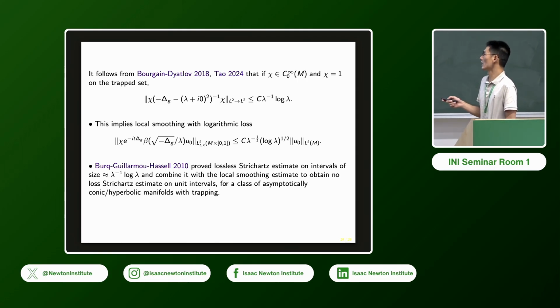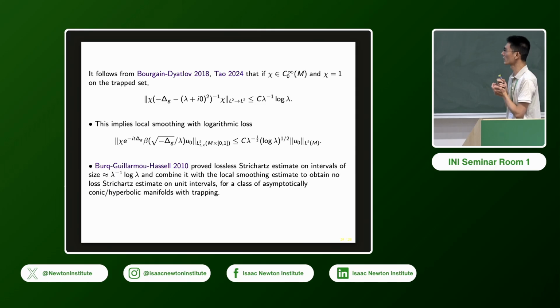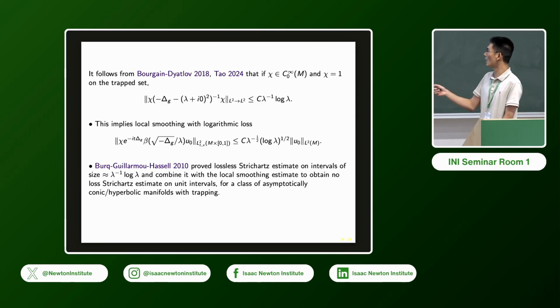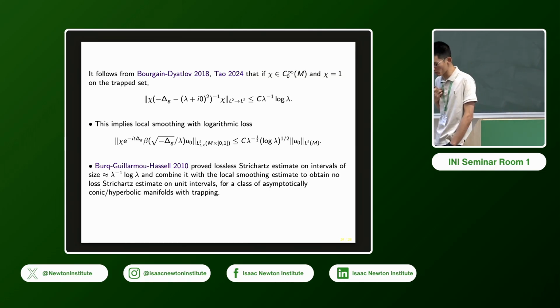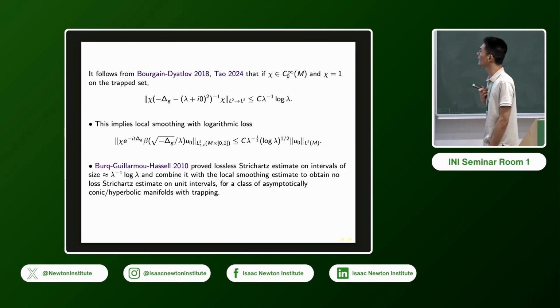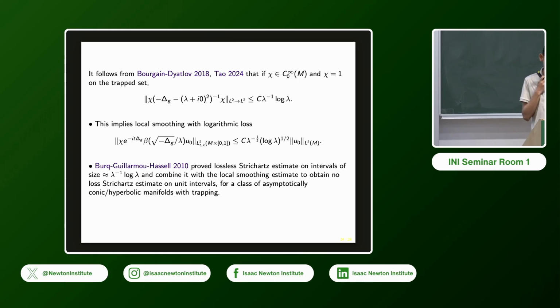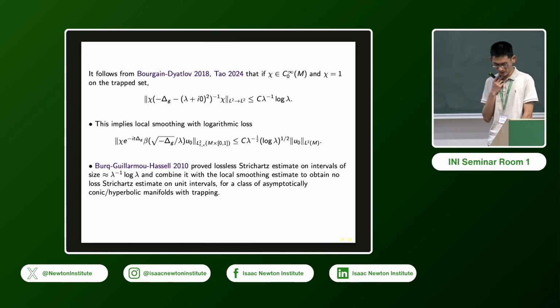And this is related to the earlier argument in the PDE community, trying to use a local smoothing estimate to upgrade the small interval estimates to the unit scales in the non-trapping setting. But Burq, Guillarmou and Hassell adapted this argument to the logarithmic intervals. And so the natural question is, we are in a similar setting.